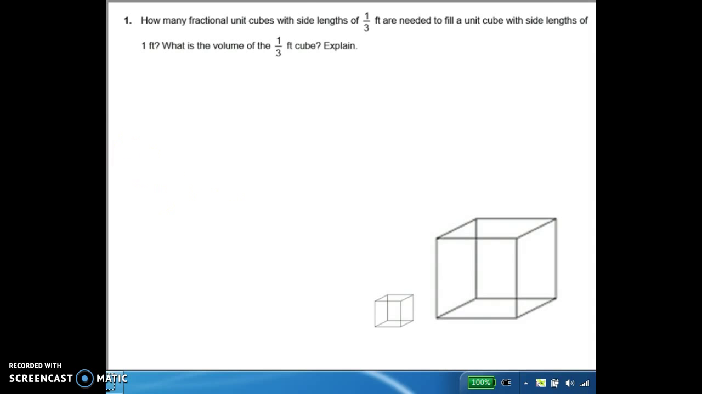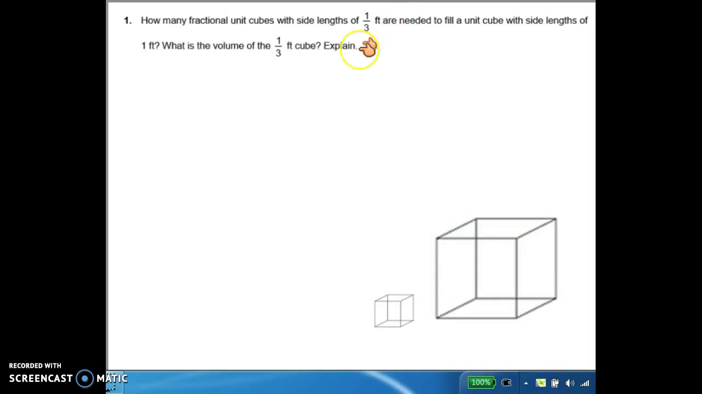This first question here on your student guide says, how many fractional unit cubes with side lengths of 1/3 foot are needed to fill a unit cube with side lengths of 1 foot? What is the volume of the 1/3 foot cube, and explain?